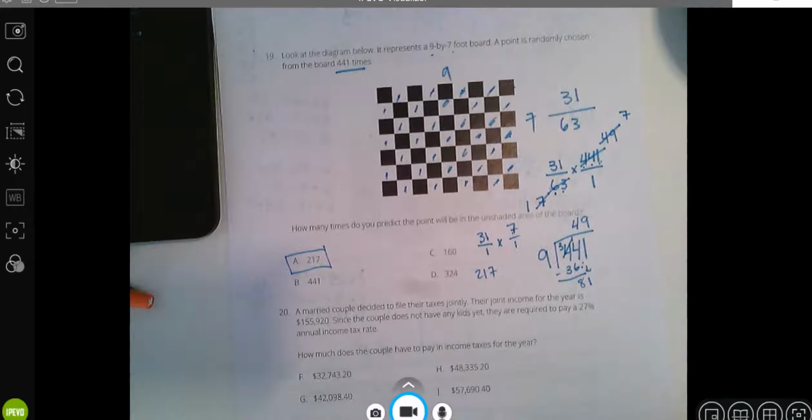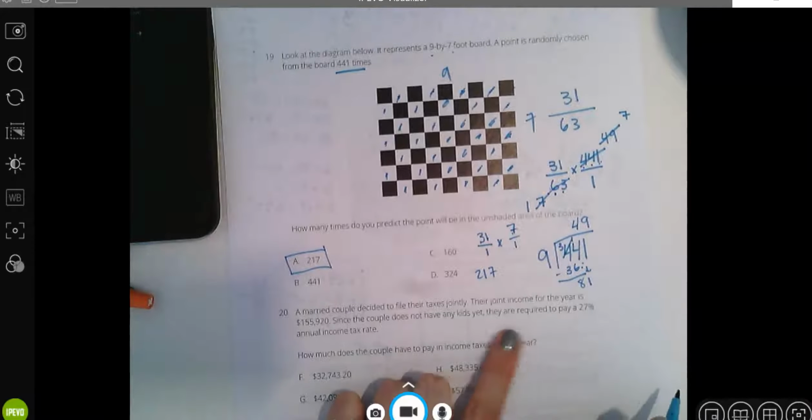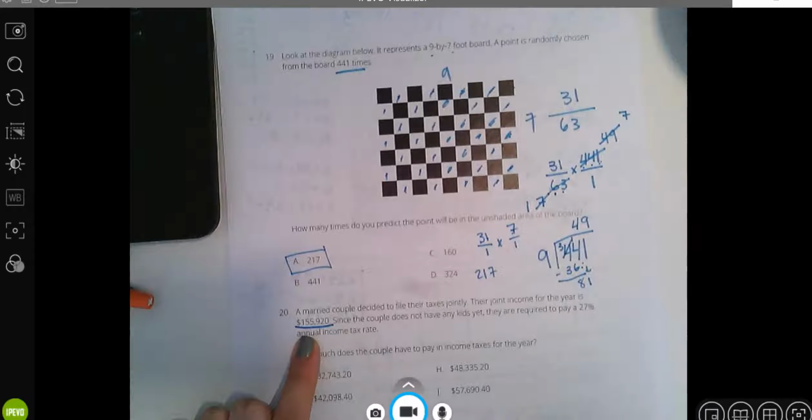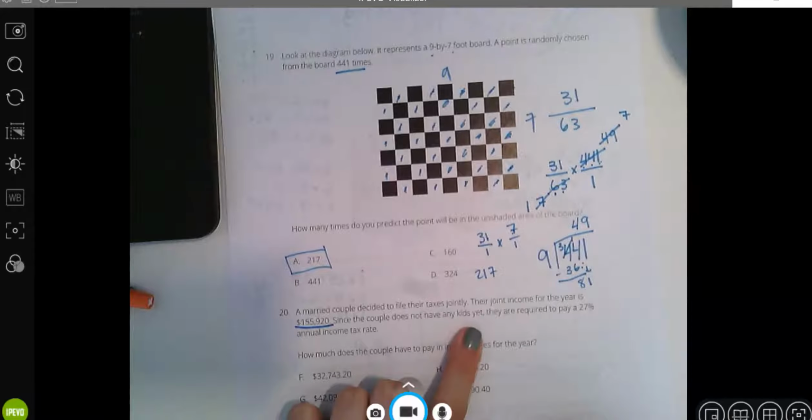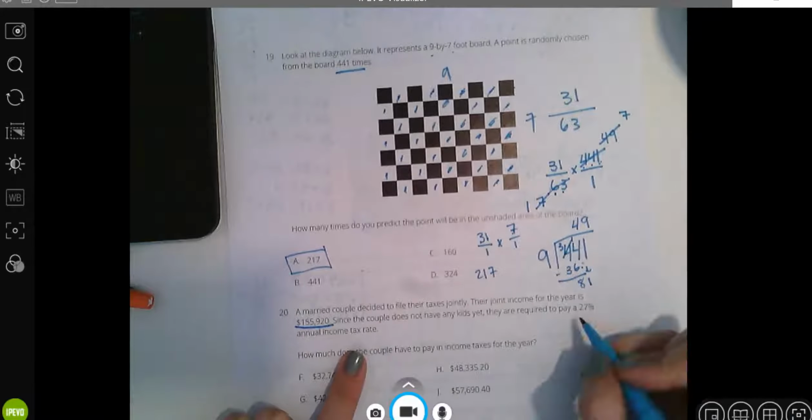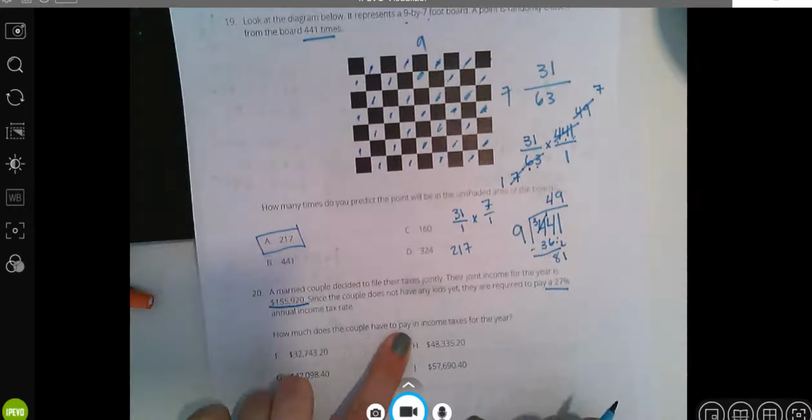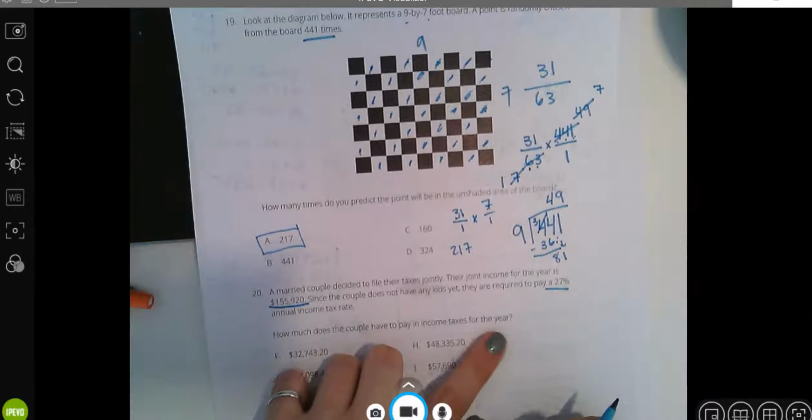Moving on to number 20. A married couple decides to file their taxes jointly. That means together. Their joint income for the year is $155,920. Since the couple does not have any kids yet, they are required to pay a 27% annual income tax rate. That kids part is relevant just because when you have kids, they are considered dependent on you, and so your tax bracket and your tax rate can change. But really, for the sake of this problem, it's not important. Okay, how much does the couple have to pay in income taxes for the year?